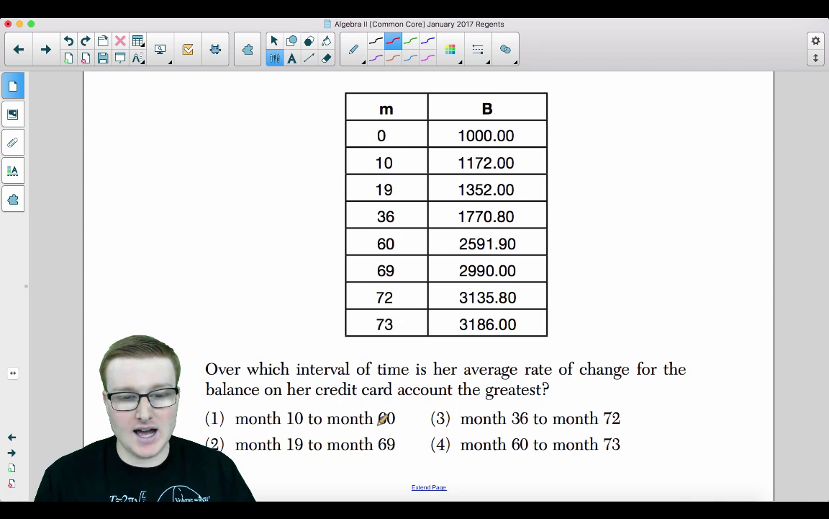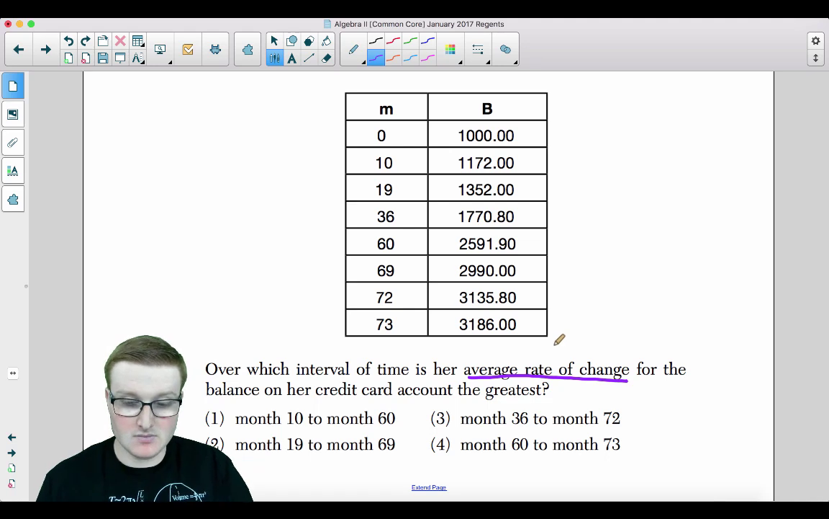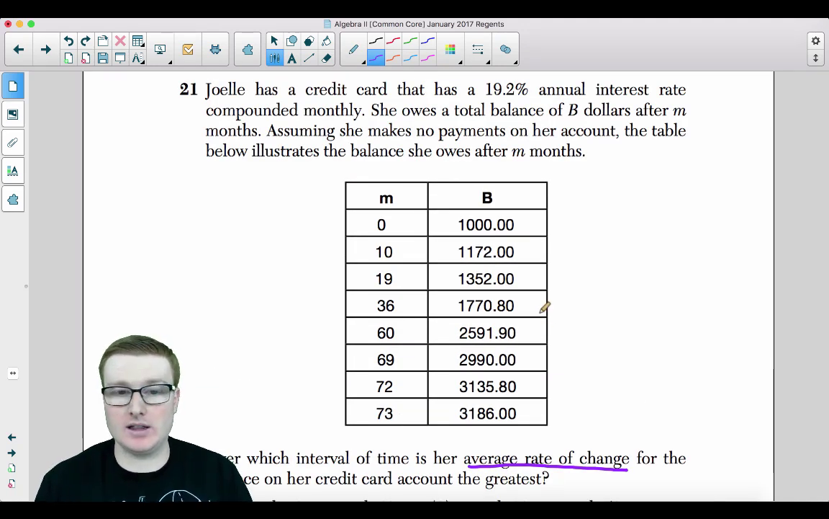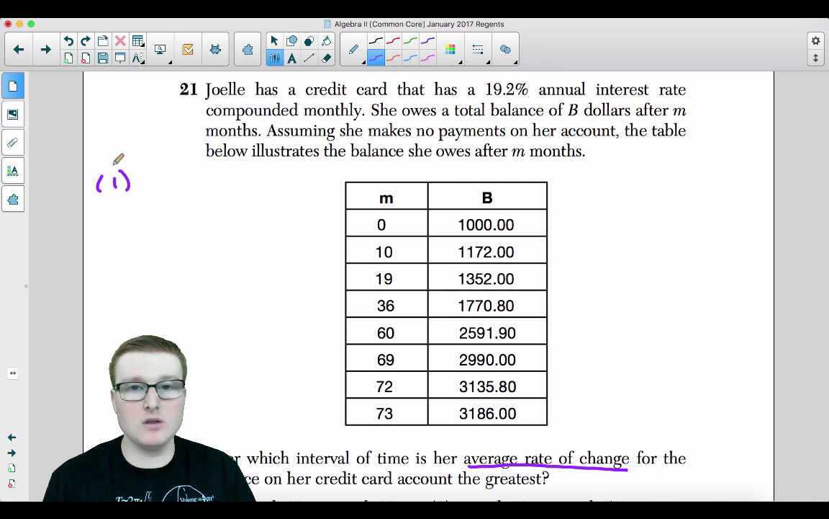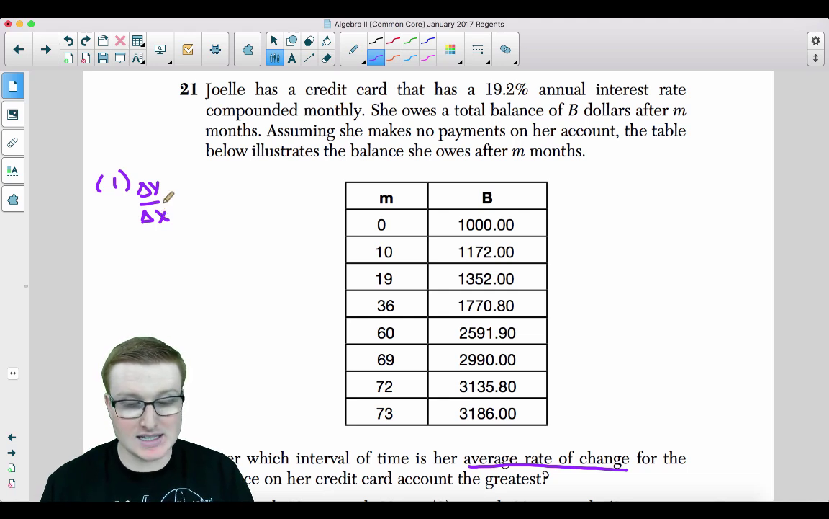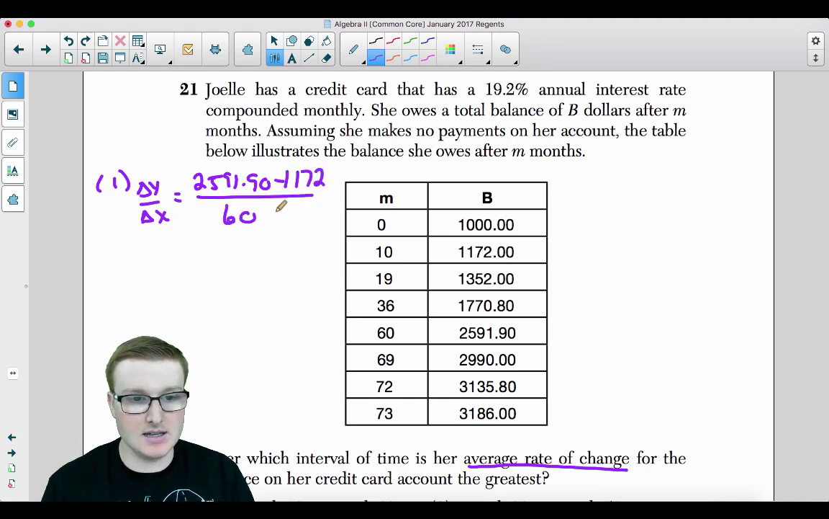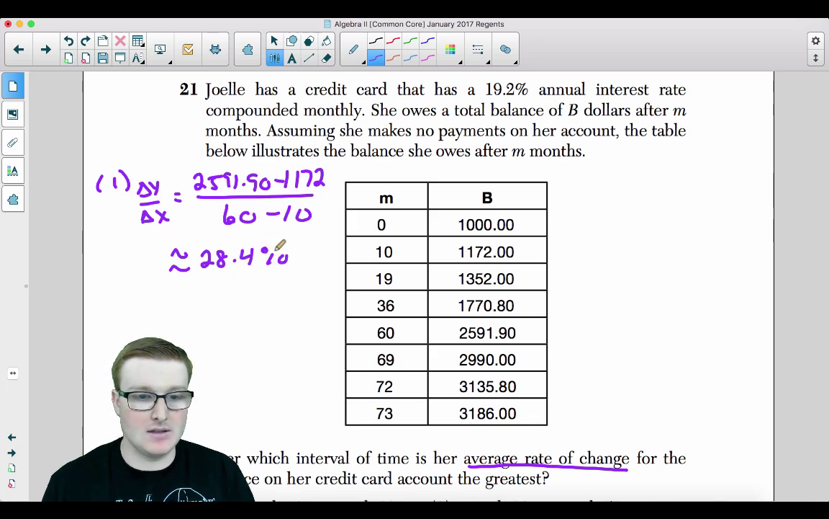Over which interval of time is her average rate of change on the balance of her credit card the greatest? So we're looking for where is the slope the greatest? Okay, I am going to do this very quickly, and I'm going to write down all of the slopes that you would get. So the change in y over the change in x from the 10th month to the 60th month, I'll just write that out for you. That's 2591.90 minus 1172 divided by 60 minus 10. That is approximately 28.4. Okay, that is the slope.